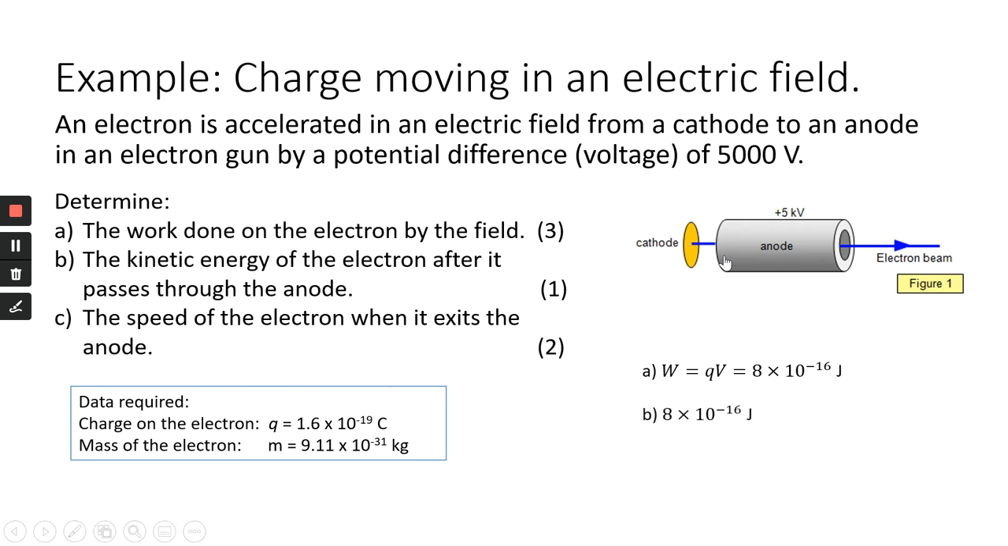B, what's the kinetic energy? Well, the kinetic energy, this is only one mark, is equal to the work done. So it's 8 times 10 to the minus 16 joules, just data. And then the final one, we have the speed of the electron when it exits the anode. We use our formula E equals half mv squared. We know E is 8 times 10 to the minus 16. We've got the mass of the electron, 9.11 times 10 to the minus 31 kilograms. And that will give us, once we've plugged in our numbers, an answer for the velocity of 4.2 times 10 to the 7 metres per second.